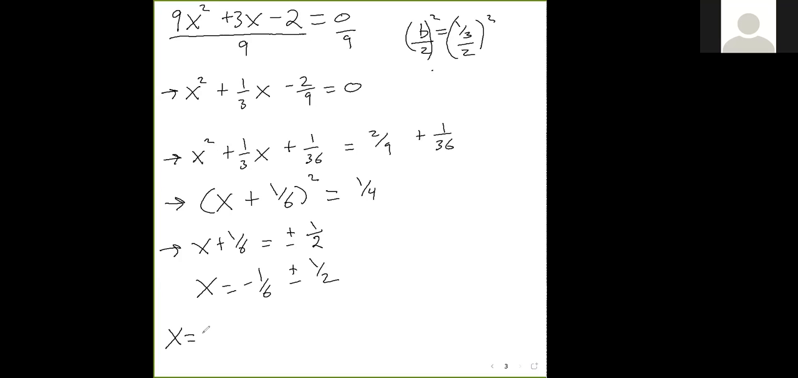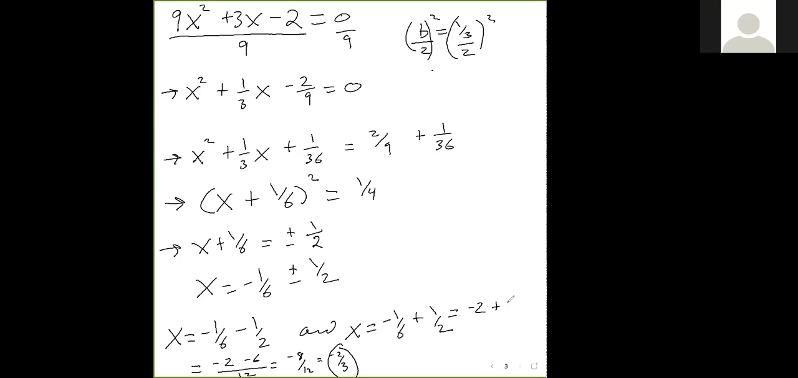We have x equals negative 1/6 minus 1/2, and x equals negative 1/6 plus 1/2. All right, well, what does that equal? That equals negative 2 minus 6 over 12, and that looks like negative 8 over 12. So that would be negative 2/3. That's a solution. What do we have here? That's going to be negative 2 plus 6 over 12. That's 4 over 12. That's 1/3.